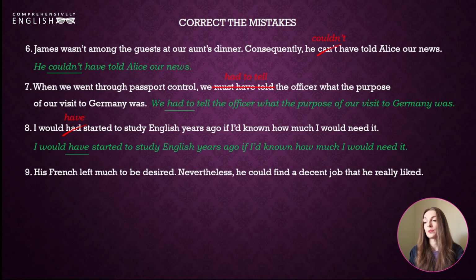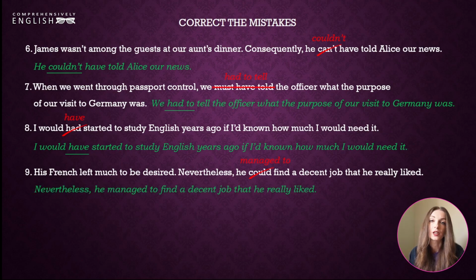His French left much to be desired. Nevertheless, he could find a decent job that he really liked. What's wrong with this sentence? Could. Could expresses a general physical ability in the past. That's not what we need in this sentence. In this sentence, we want to stress that the person did something in the past. He was successful in finding a decent job. And to express that, we would use managed to. He managed to find a decent job that he really liked.